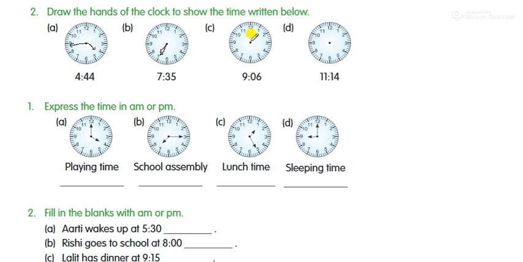Next, 9 hours 6 minutes. So 5, 6. Then 11, 14. So up to here is 15. So here 11:14.